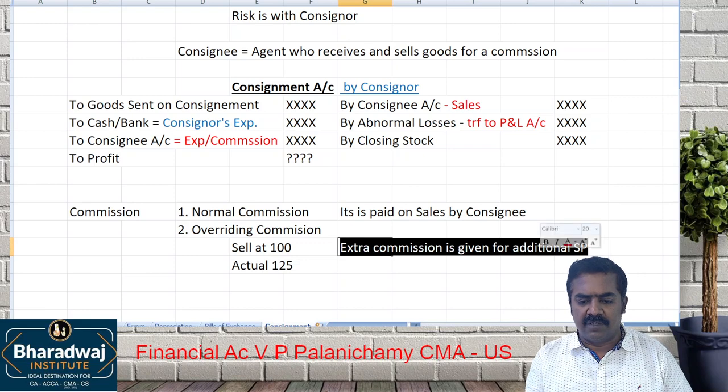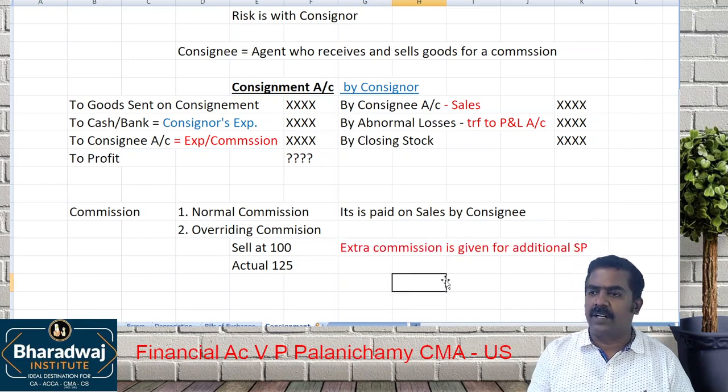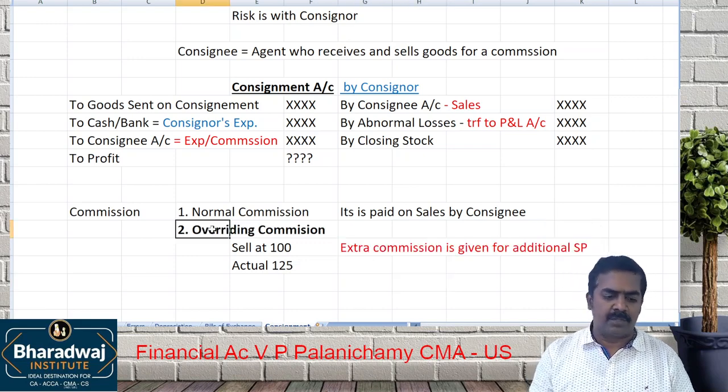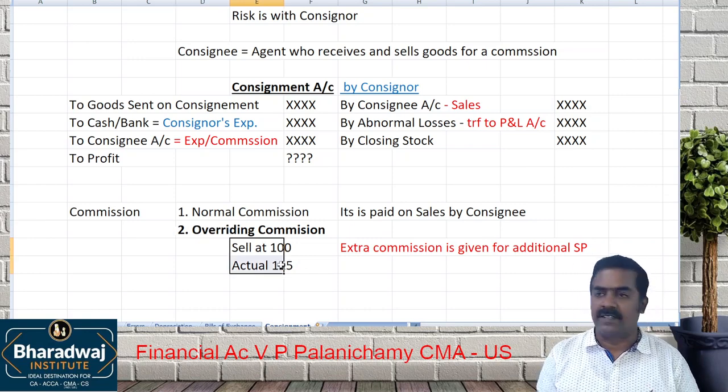Extra commission is given for additional selling price more than the stipulated price. Now, I ask you to sell at a particular price, and if you sell above that, which commission do you get? Overriding commission. Clear? It's like a special commission. So it will be calculated on the extra price.